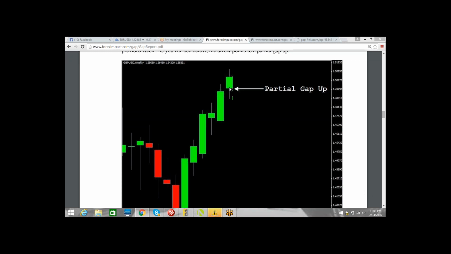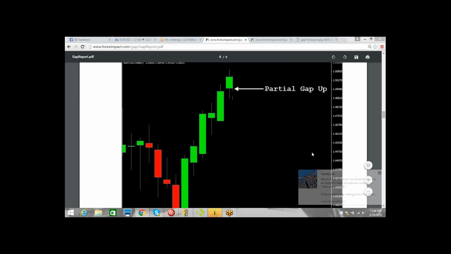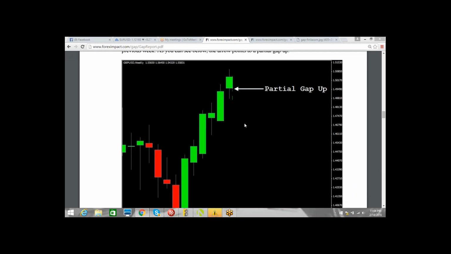So using what you heard just now, what do you guys think would be considered a full gap? Go ahead and comment that. How do you know if it's a full gap versus a partial gap? What would that mean? If the price opens above the wick?